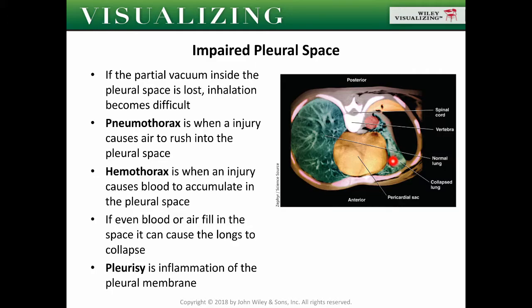So this is an example of a collapsed lung. You can see, again, the lung is like a balloon. If you have a collapsed lung, it's like a balloon that basically has no air. So it deflates. Pneumothorax is when an injury causes air to rush into the pleural space. And hemothorax is when an injury causes blood to accumulate in the pleural space. Either of the two is actually very detrimental.